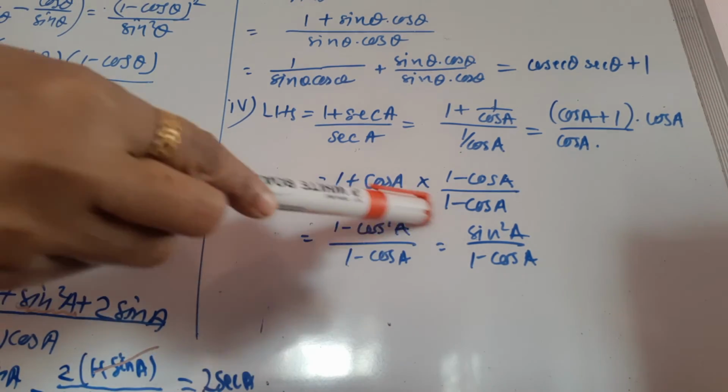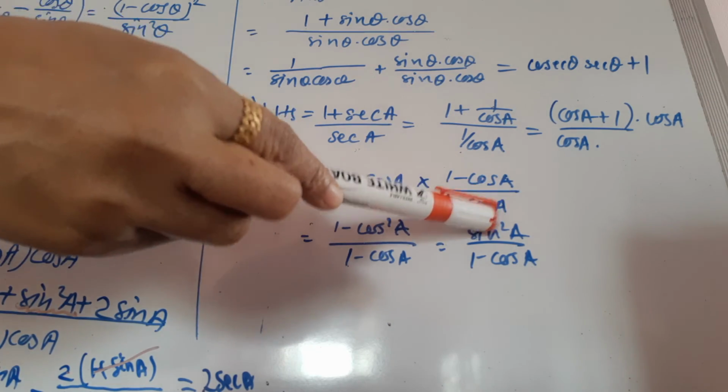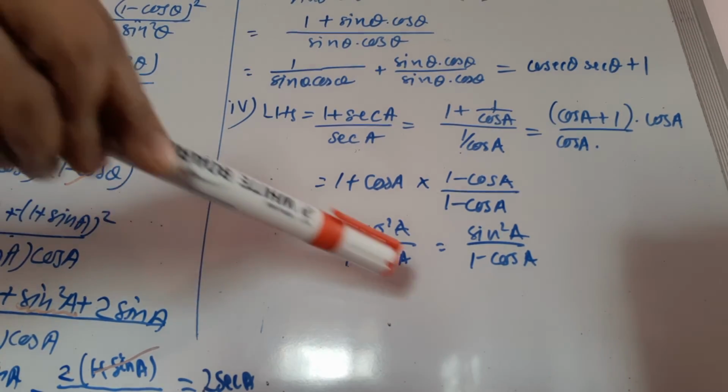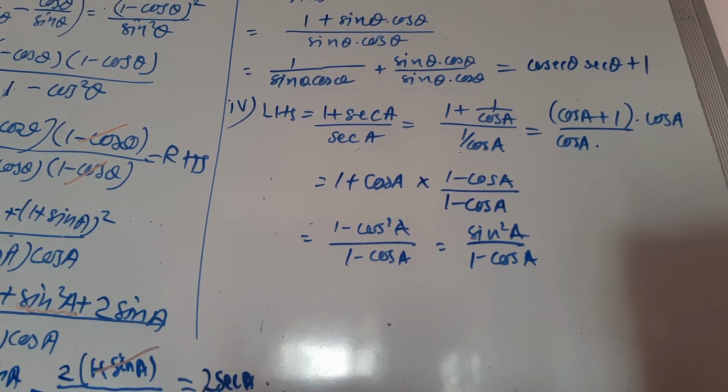And we know that 1 minus cos square a is nothing but sin square a, and here we will now get the required result.